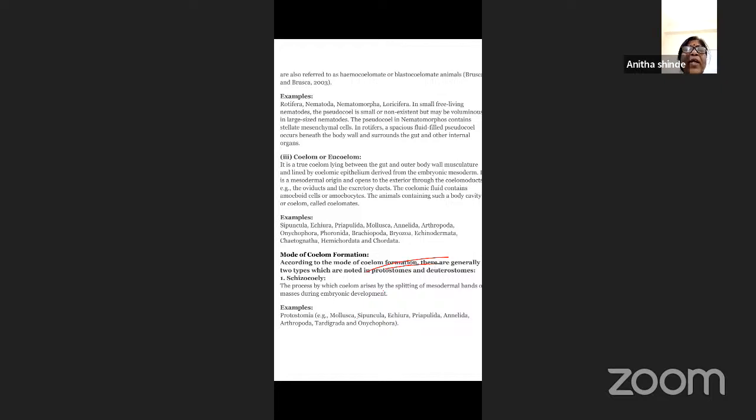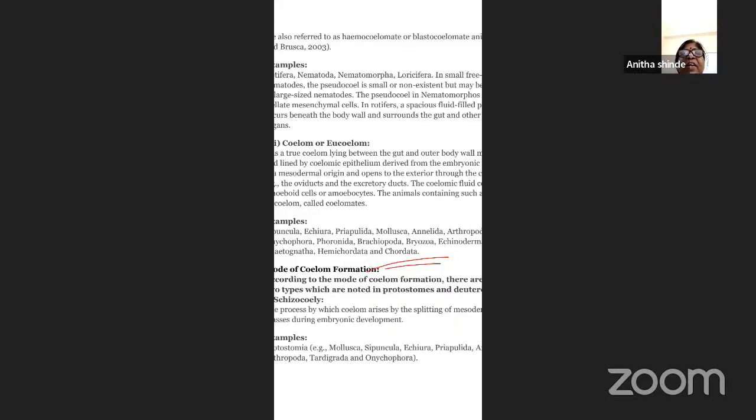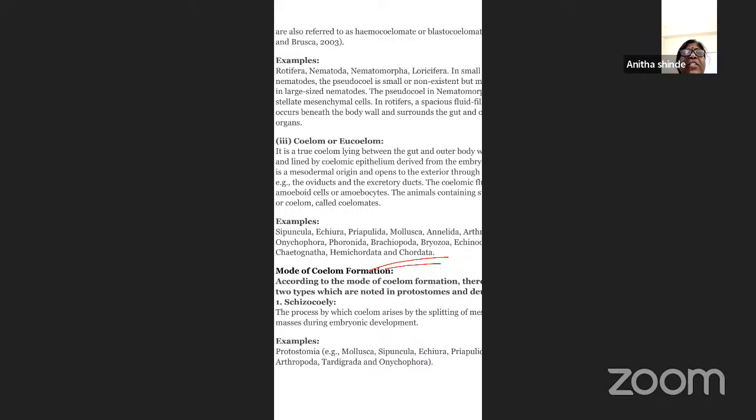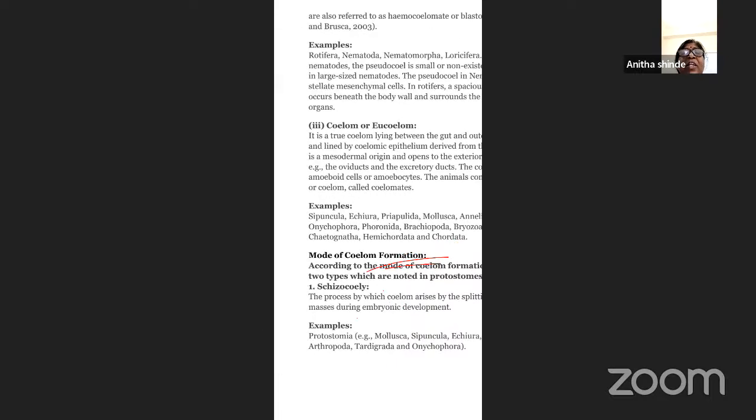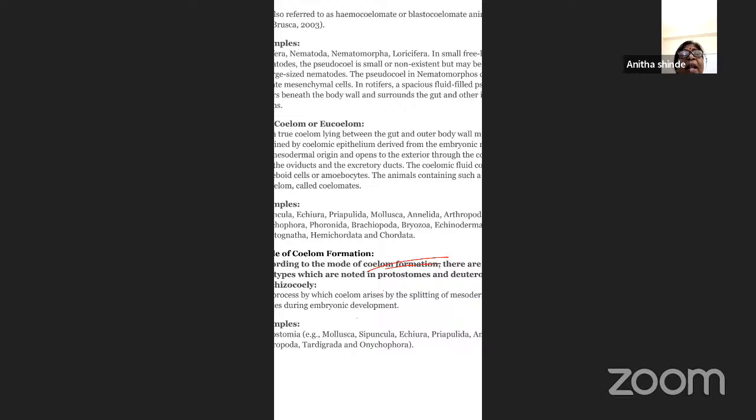Coelom or the eucoelom, that is coelomate or eucoelomate animals. Here you have a true coelom which lies between the gut and the outer body wall musculature, and it is lined by the coelomic epithelium which is derived from the embryonic mesoderm. Whereas in the pseudocoelom, it is not lined by coelomic epithelium derived from the embryonic mesoderm. But since the coelom is a true coelom, it is lined by the coelomic epithelium obtained from the embryonic mesoderm. That is why it is of mesodermal origin.